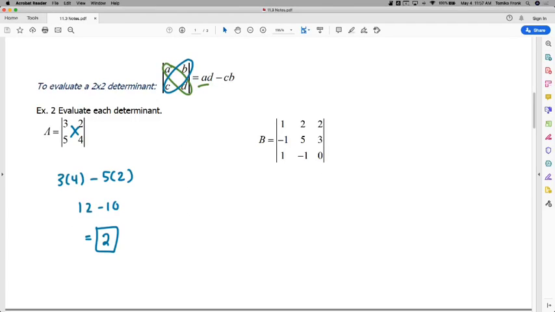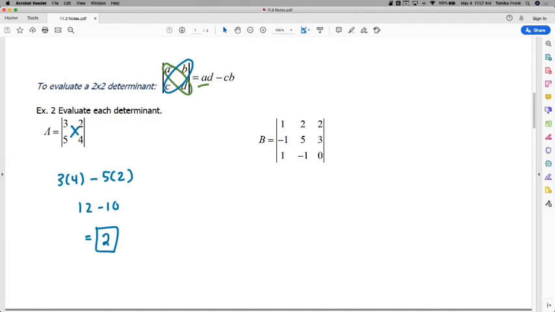Okay. B is a little bit more complicated. Because B is a 3 by 3 matrix, we can't apply exactly the same equation as for a 2 by 2 determinant. So here's what we've got to do. Essentially, we've got to find the determinants of the smaller 2 by 2 matrices that fit in this 3 by 3. Okay, this is where it gets a little bit complicated.